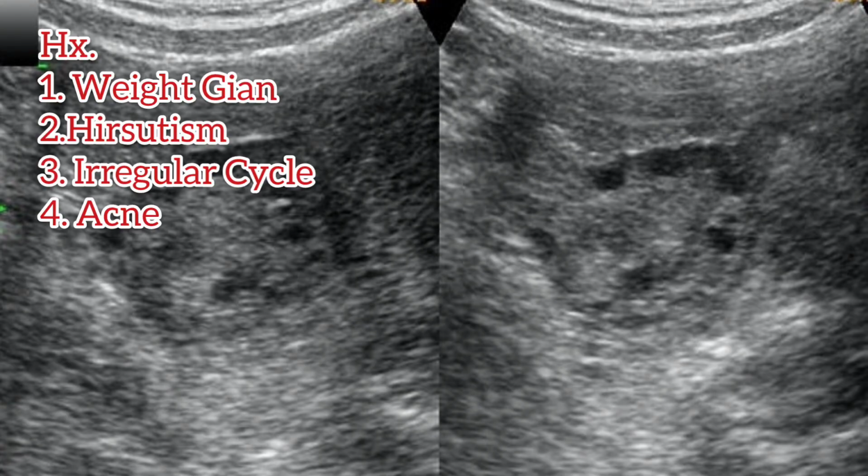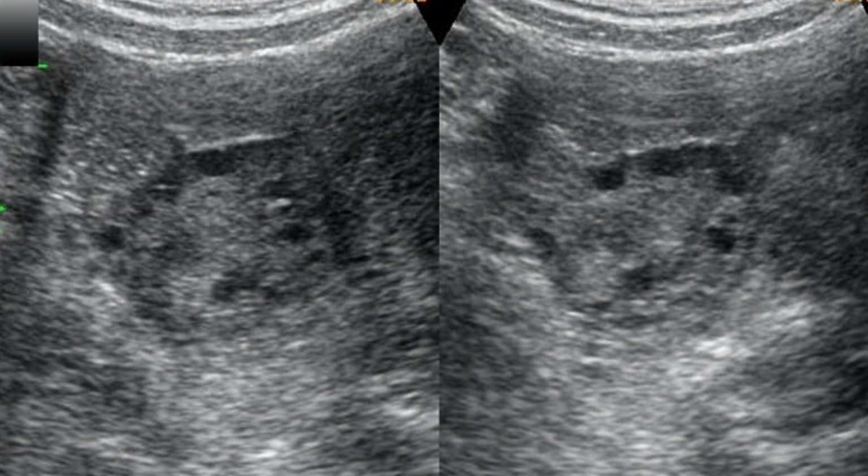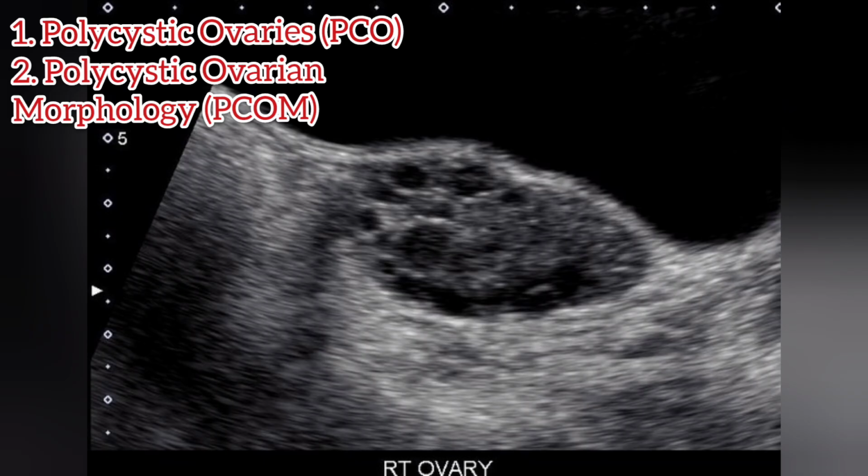A young female presented to us with a history of weight gain, excessive hair growth on the body, irregular cycle, and acne on the face. So we did an ultrasound of the lady, and we found the ovarian size was enlarged, and multiple follicles were seen. So this was basically a case of polycystic ovaries.